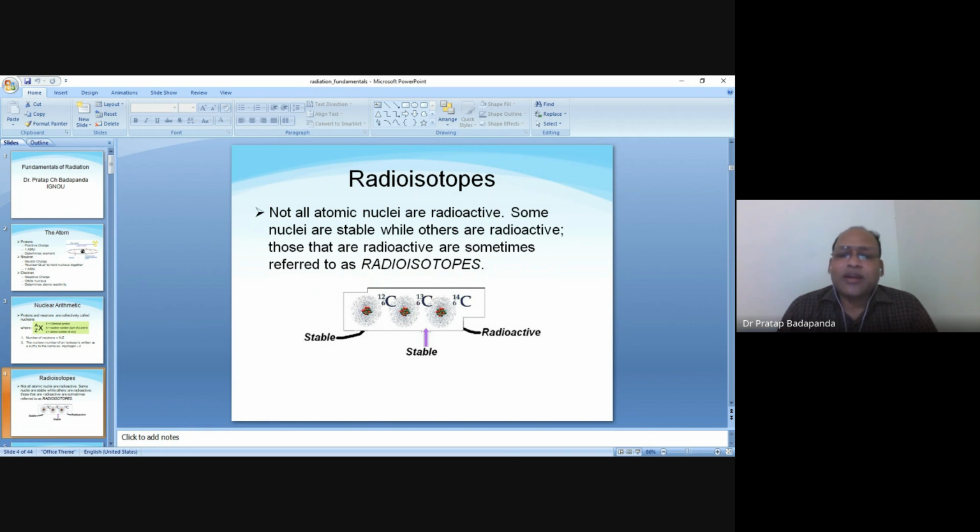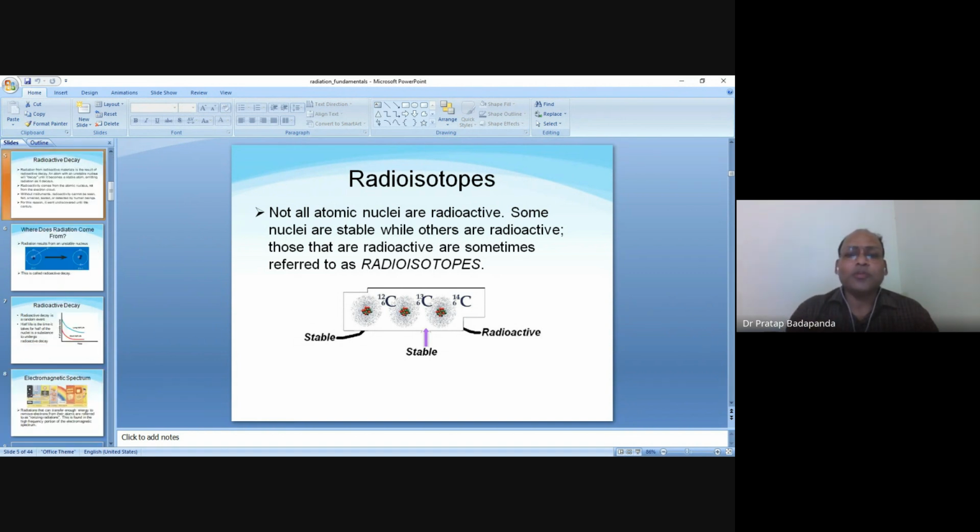C12 is also a stable form, because you know that C12 is the carbon which is associated with us in our daily life. C13 is also in stable form, but C14 is radioactive in nature. How can we define this? I will explain that later.